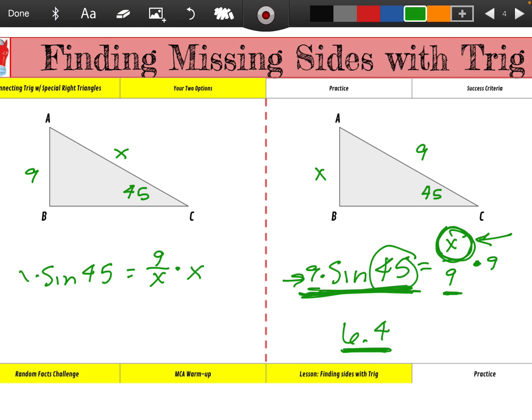I would multiply by x here. I'm going to show you the shorthand afterwards. By this, that goes away, right? Or that goes to 1. So now I'm left with simply just 9 on this side.